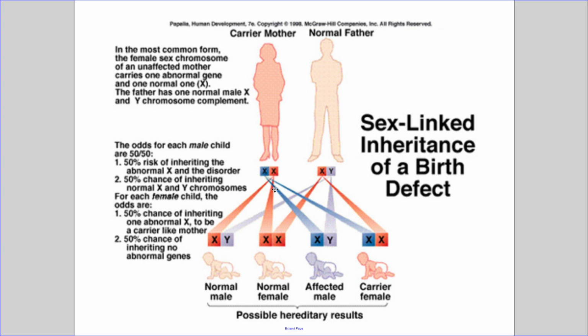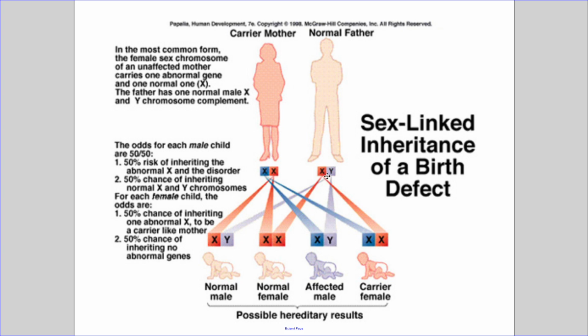So in this case, the four possible combinations of these chromosomes is you could get an X from mom and a Y from dad. This would be a normal male. You could have this good X from mom and this good X from dad. That'd be a normal female, XX. You could get this bad X from mom and this good Y from dad. That would be an affected male because he doesn't have a second copy for whatever allele that is.